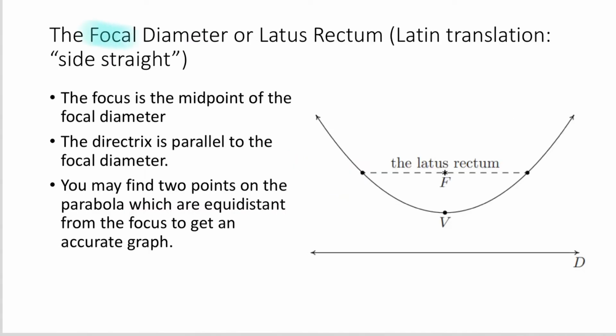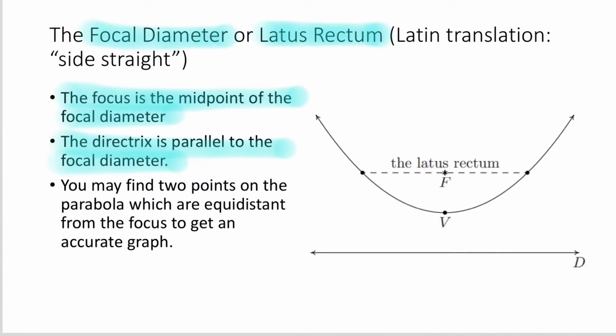Next, we'll talk about the focal diameter. Its other name is the latus rectum, which is a Latin word meaning side straight. That's its little translation in Latin. So we're going to say that the focus is the midpoint of the focal diameter. So here's the focus, here's the focal diameter, this is the midpoint. And then we're going to say that the directrix is parallel to the focal diameter. So here's the focal diameter parallel to the directrix.